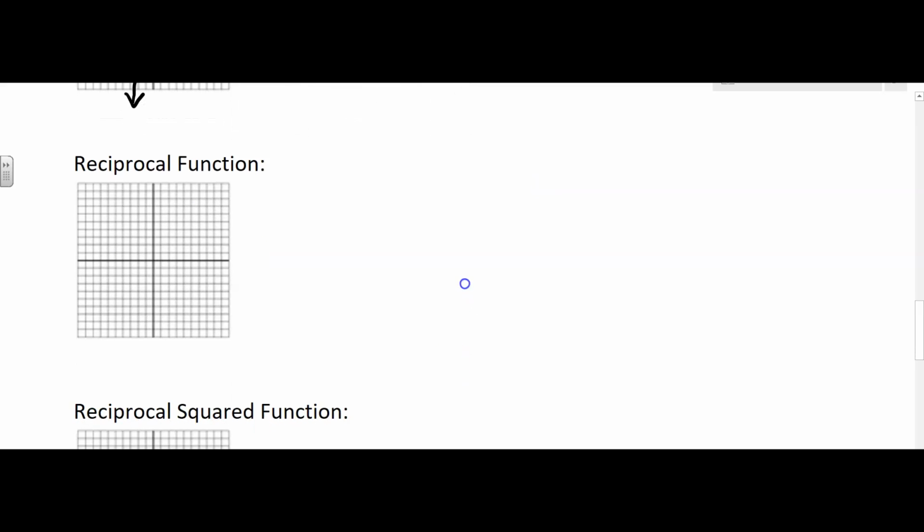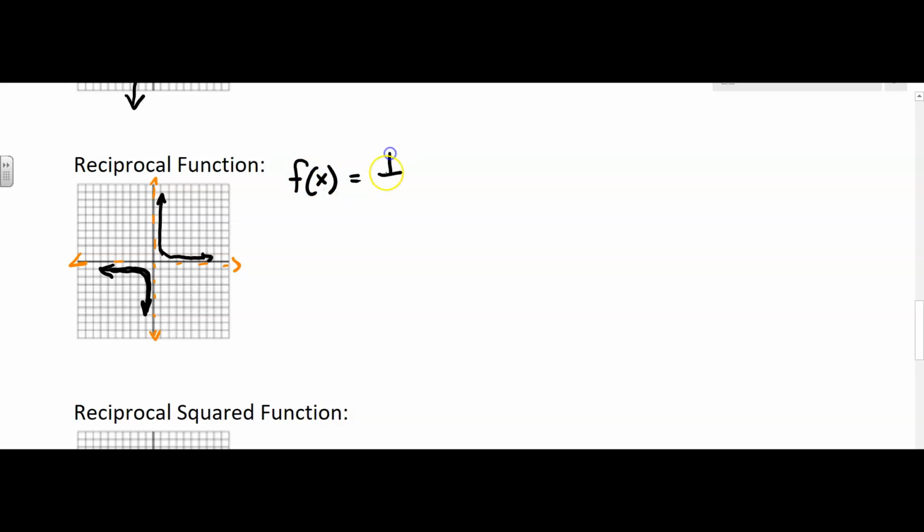Okay. The reciprocal function. Now remember, the reciprocal function has asymptotes on both the x-axis and the y-axis. They should have little arrows on them. And then the graph is going up very quickly toward the asymptotes on that side. And I missed the point. And it runs asymptotic to those asymptotes. Okay, the function looks like f of x equals 1 over x.